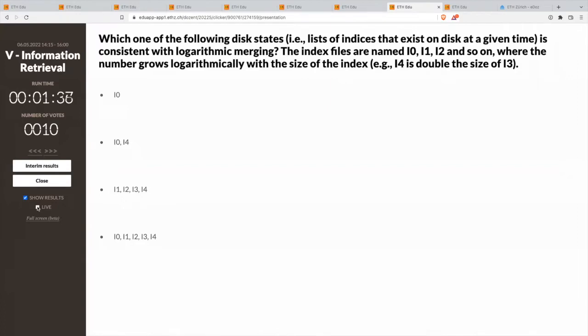So again, you remember it doubles in size. You have a first index, and then a second comes in, then you merge it to one bigger index, and then quadruple, octuple, and so on and so on.